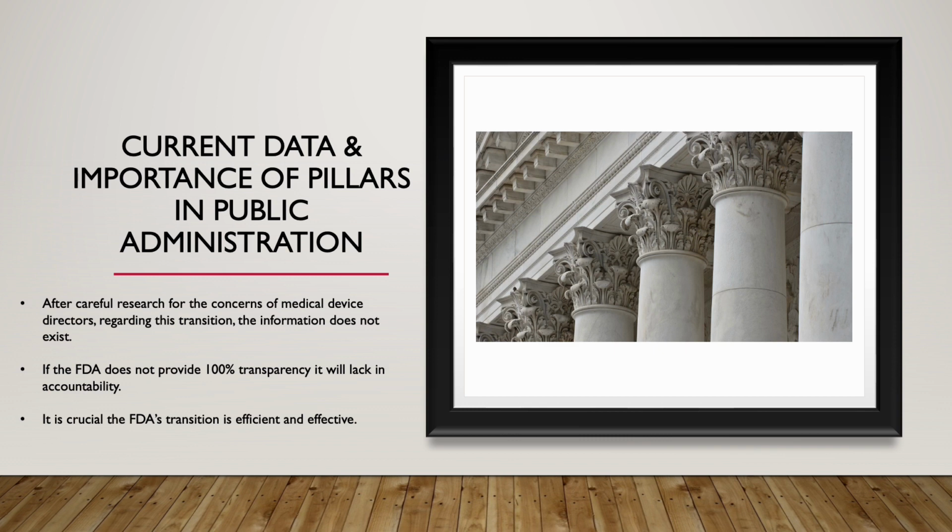It is an optimal model for management and its organization to bring an association's power structure into center. Weber believed that an association should have a characteristic hierarchical design with clear standards, guidelines, and lines of power to govern it. It is crucial that the FDA's transition is efficient and effective.